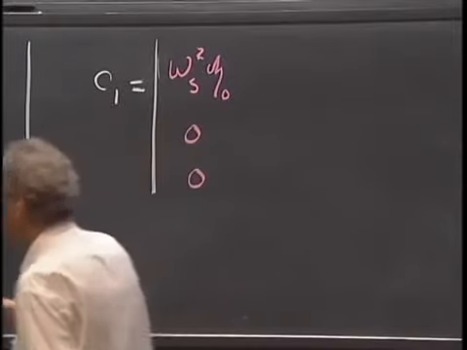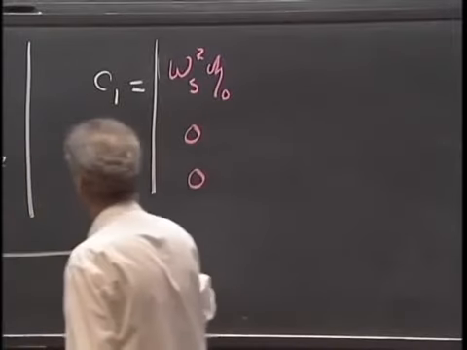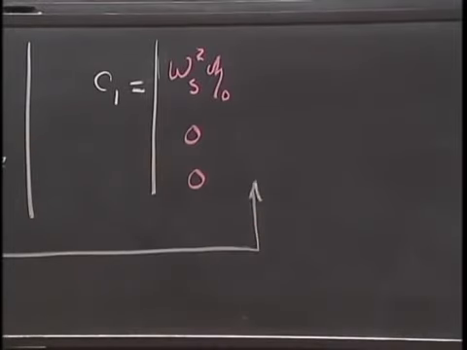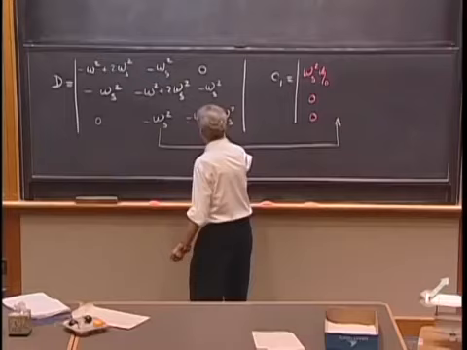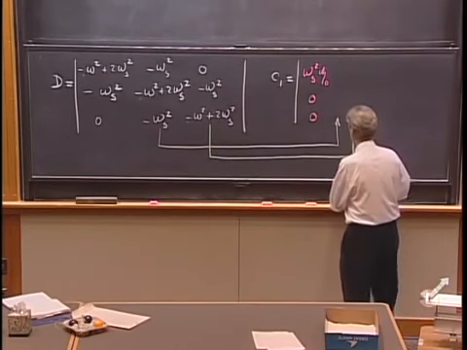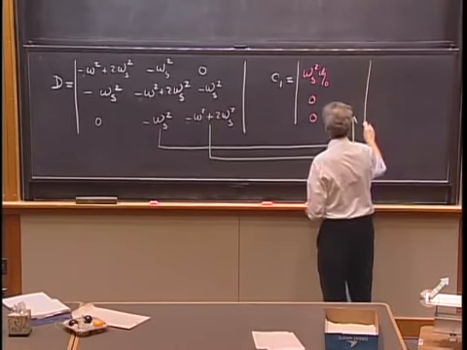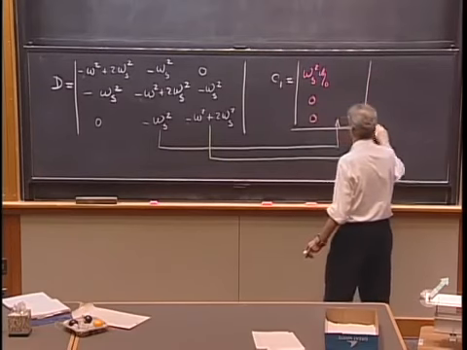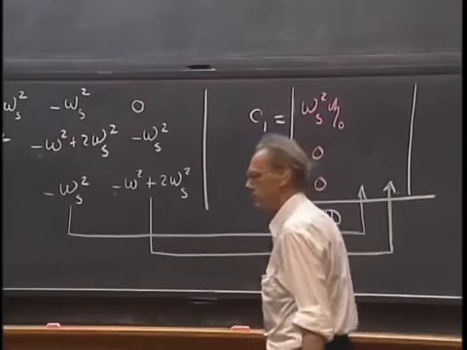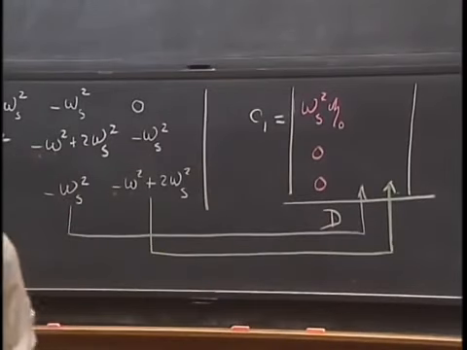And then this column comes here. And this column comes here. That is the determinant upstairs, and you divide it by d. That then is C1.